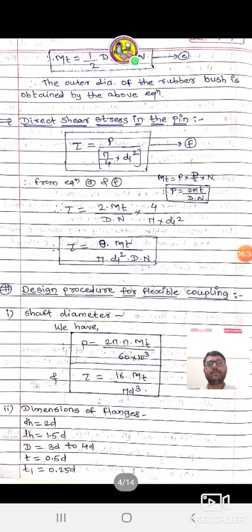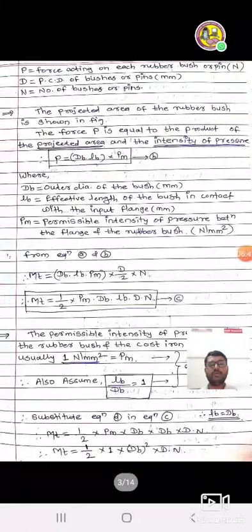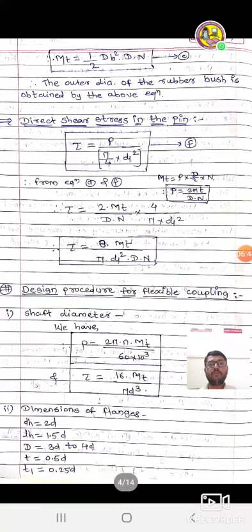Then next, Mt equal to 1/2 dB square D n. By evaluating this equation, we have Mt equal to 1/2 dB square D into n. The outer diameter of the rubber bush is obtained by the above equation.